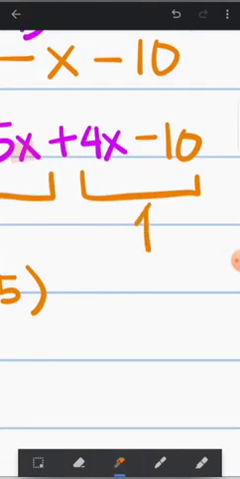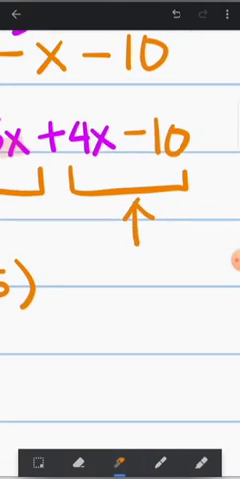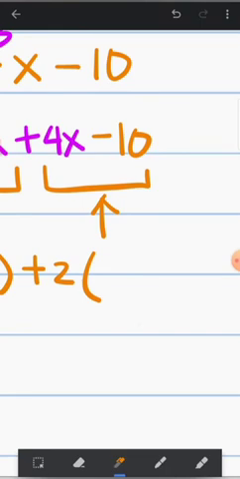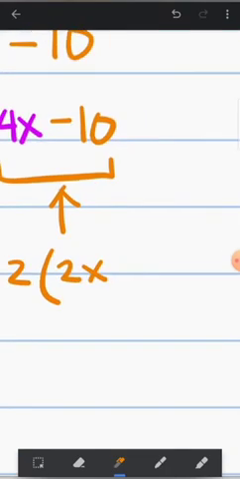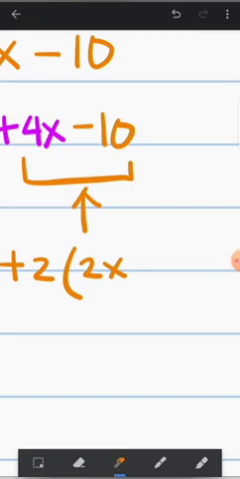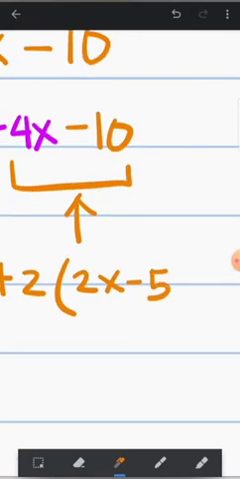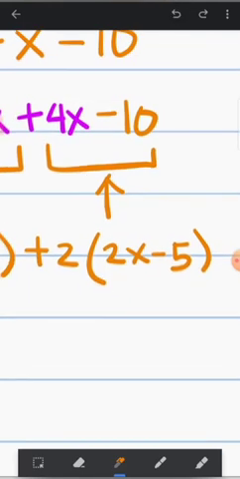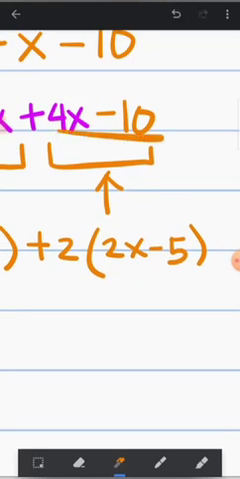Then for the right side, what's common between these two? Common is 2, so positive 2. And if you divide 4x by 2, it will give you 2x, and if you divide negative 10 by 2, it will give you negative 5. And so if you multiply 2 back to the parenthesis, it will give us 4x and then minus 10.